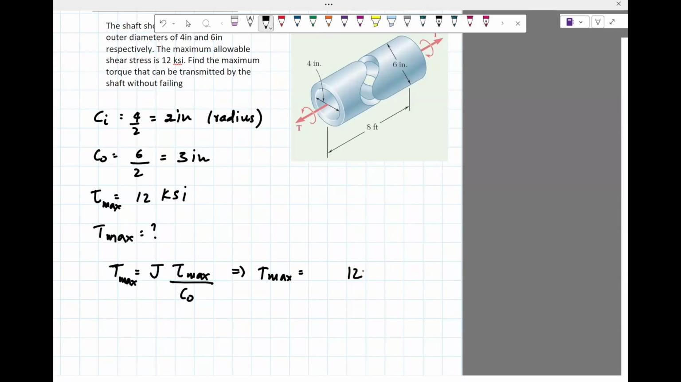It's 12 KSI. So we can keep the kilo, because then we can get the answer in kip inch, which is also another unit. So let's just keep the KSI as it is. The outer diameter is 3 inches. Okay.